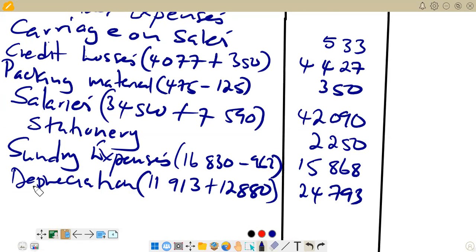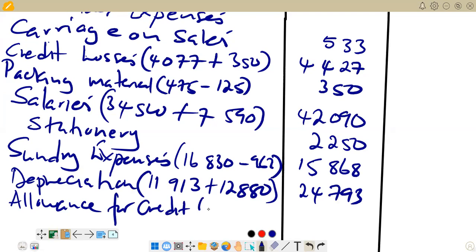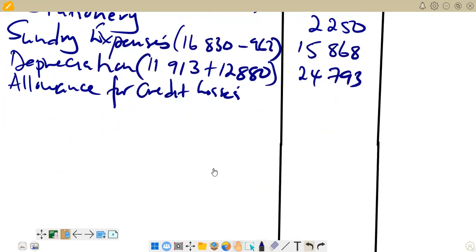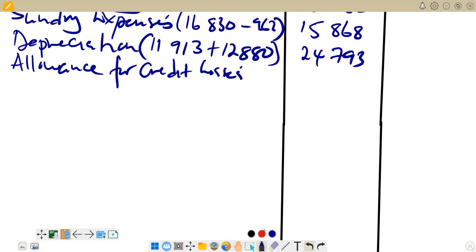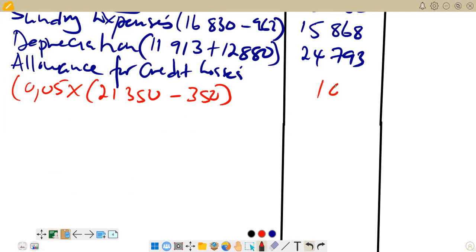So you are saying allowance for credit losses. Then in brackets, we just summarize the working. Right, in brackets here, we said we got it by saying 0.05 multiplied by 21,350 minus 350. Then we got 1,050. So this marks the end of our expenses.